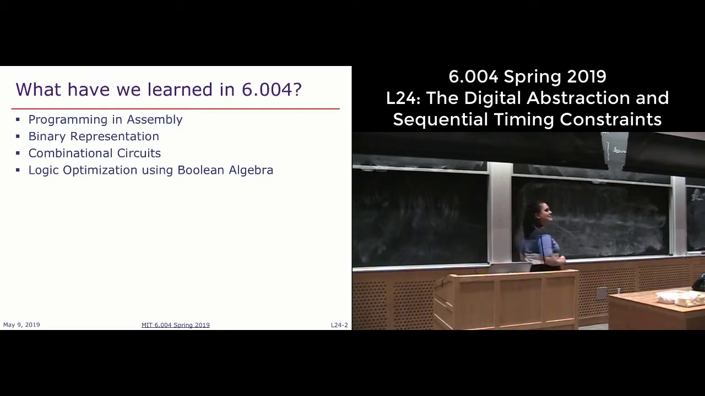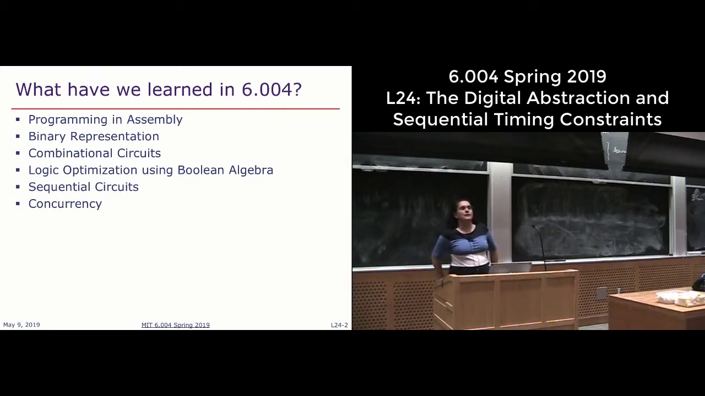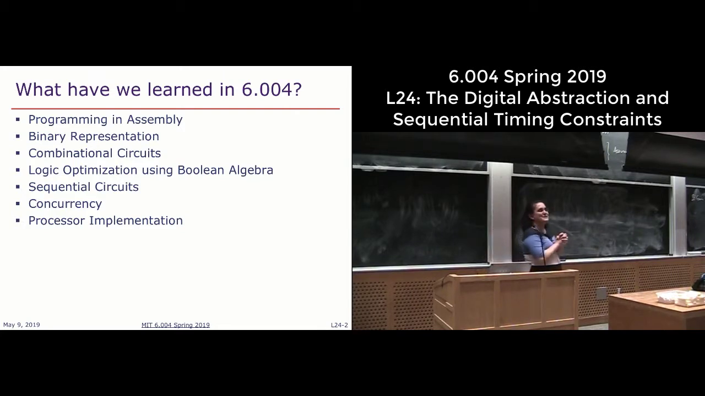So then we went on to combinational circuits. We learned about logic simplification and how to make our combinational circuits smaller by using the Boolean algebra axioms. After that, we were ready to move on to sequential circuits and actually be able to store state in our systems. We also started to learn about concurrency and how we could use BlueSpec to describe things happening in parallel. And then we got to the exciting part of processor implementation. So we built a machine that could actually run any program on it. And then we got into improving its performance.